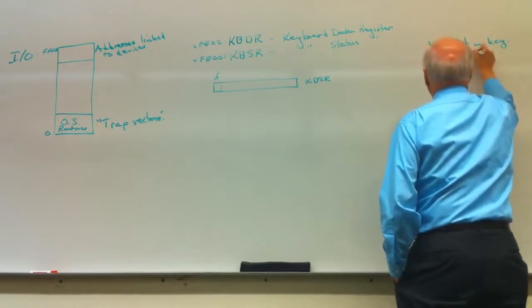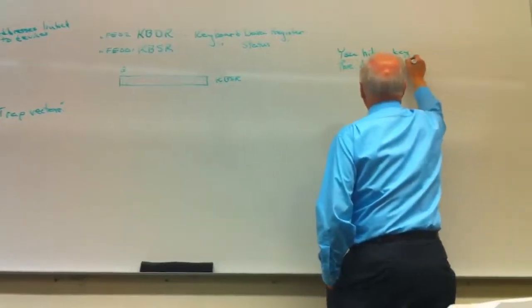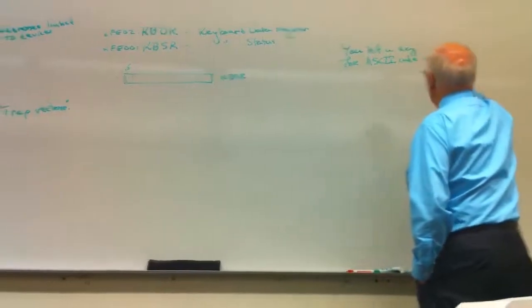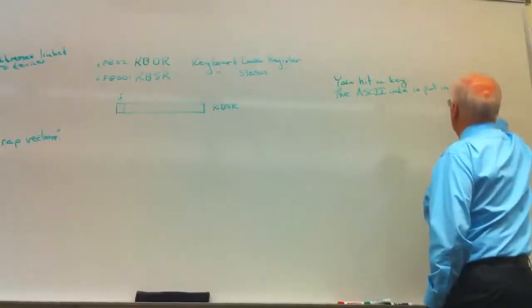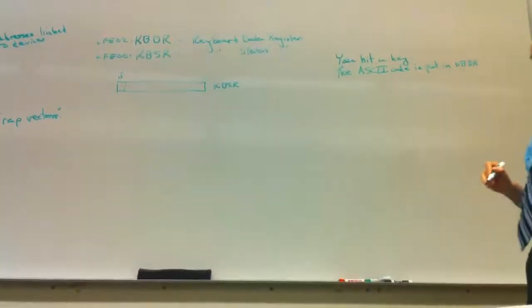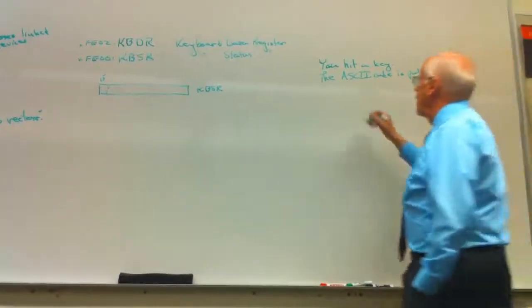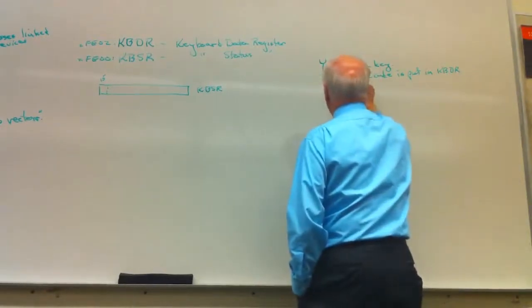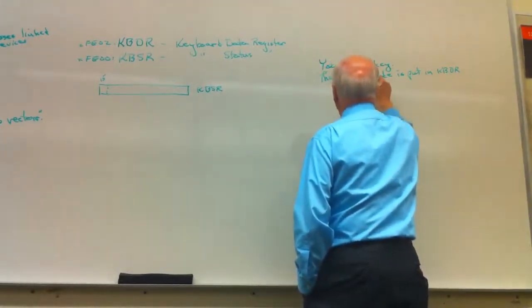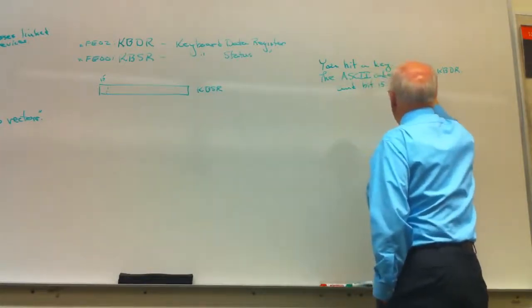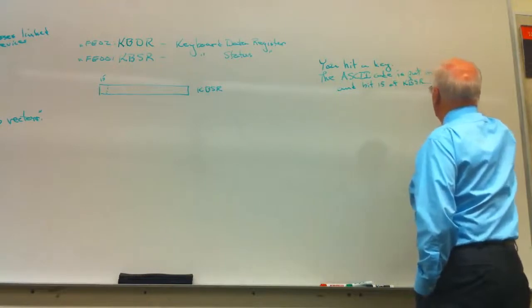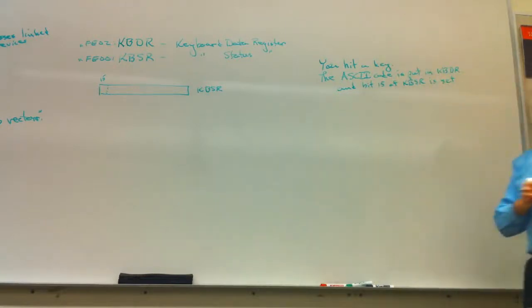the ASCII code is put in the keyboard data register, and this is all done in one step. Bit 15 of the keyboard status register is set. When we say set, that means it changed to a 1.